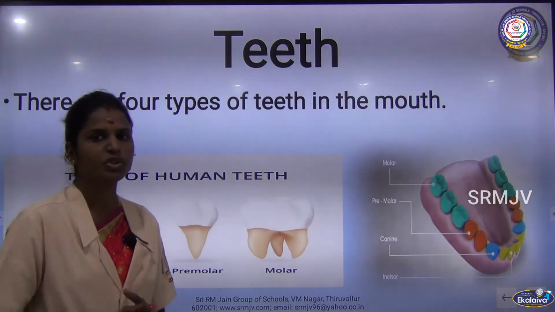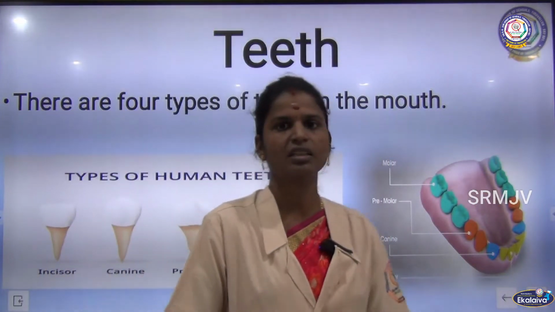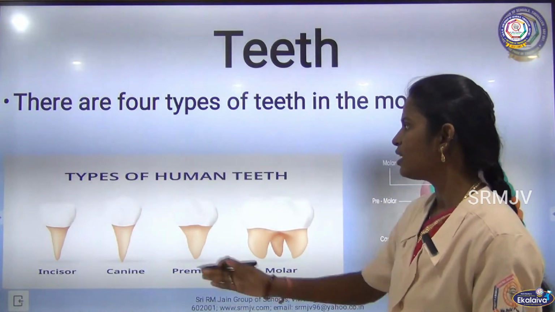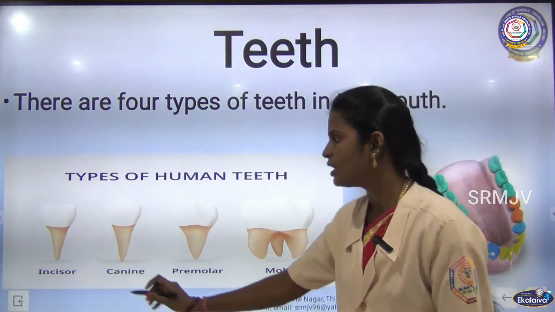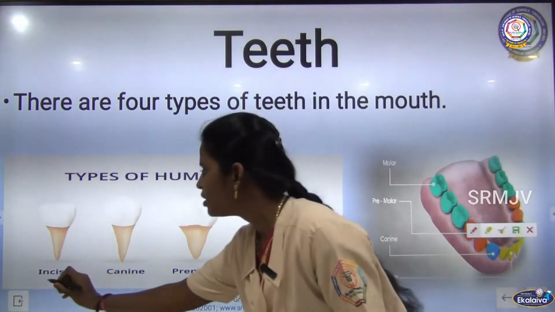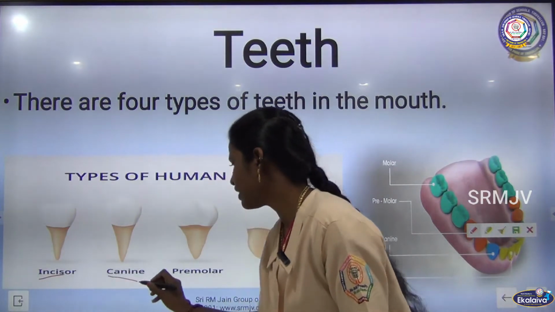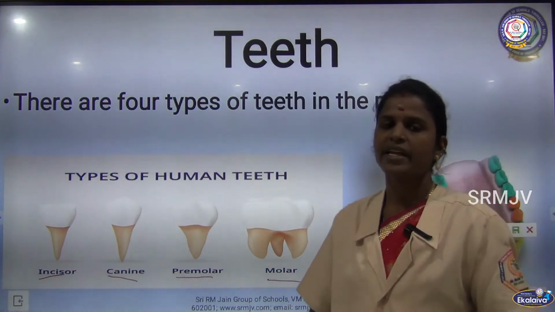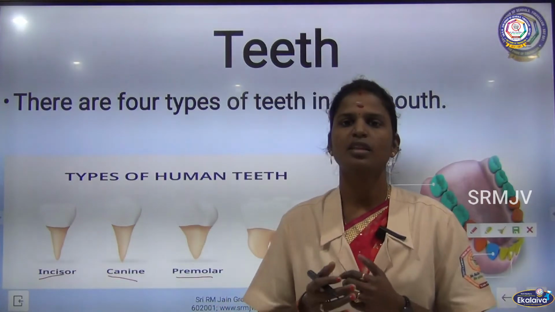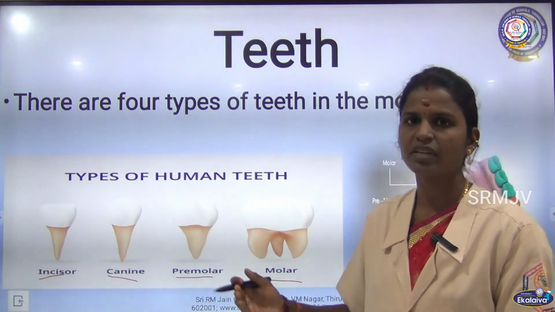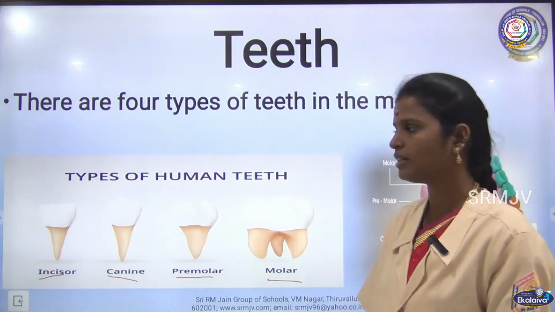We crush and chew the food with the help of teeth, and we have several types of teeth inside our mouth. There are 4 types of human teeth. They are incisor, canine, premolar and molar. An adult human being has 32 teeth inside the mouth. Let us see the different types of teeth one by one in detail.